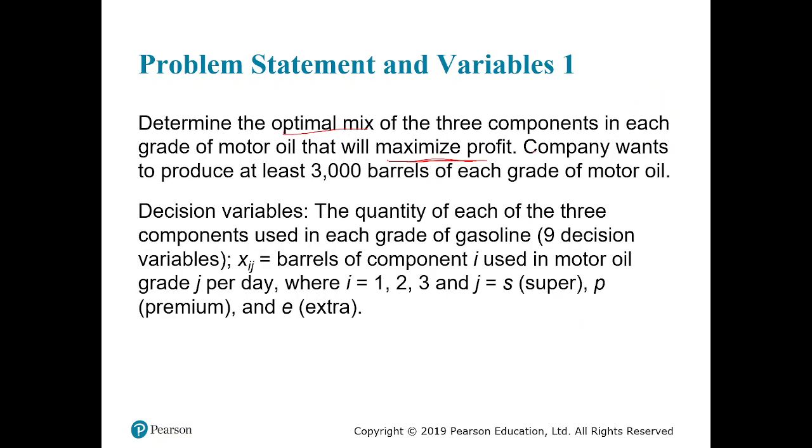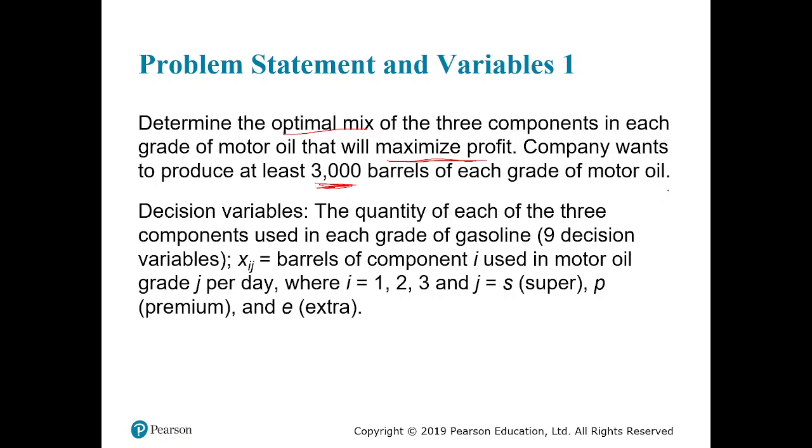Now let's look at the next sentence. The company wants to produce at least 3,000 barrels of each grade of motor oil, which means that you want to produce at least 3,000 barrels of super, 3,000 barrels of extra, and 3,000 barrels of premium.